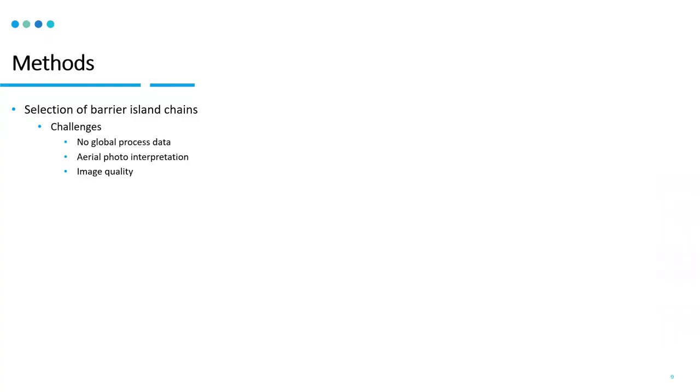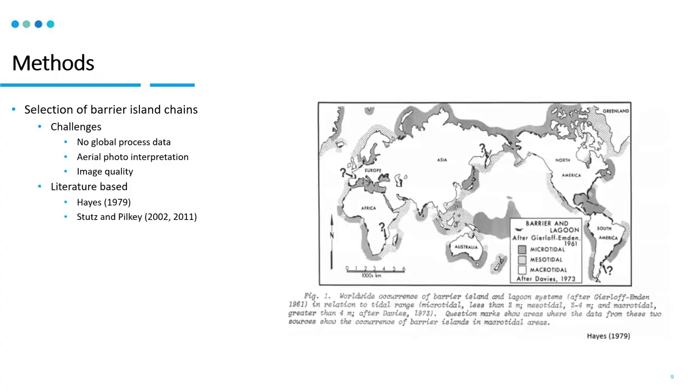And a problem I continuously ran into was a lack of imagery in less developed countries, or low quality, pixelated, or cloud covered data. Despite these obstacles, I use morphology as a proxy for process because there is no global data available that are both spatially and temporally consistent. As a result, I looked through every piece of literature I could get my hands on to define barrier islands by both geologic and hydrodynamic setting, including Hayes 1979, which is this image at the right, and Sutton-Pilkey, whose papers from 2002 and 2011 I cited.